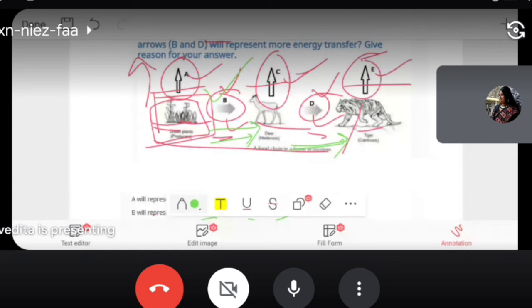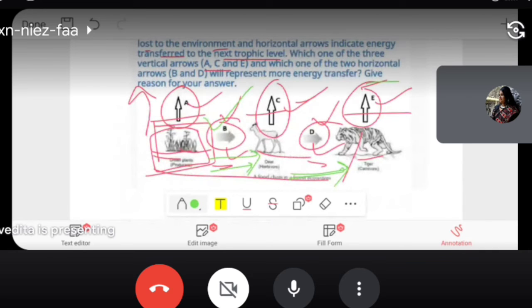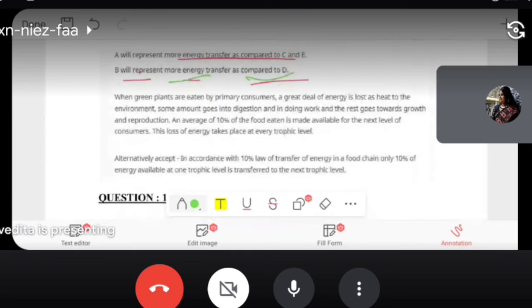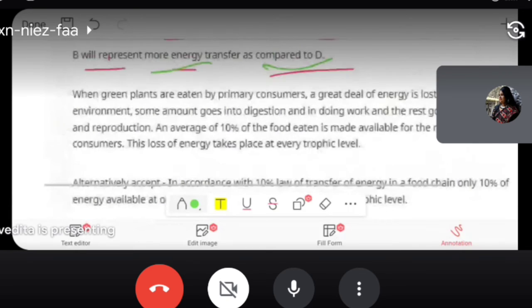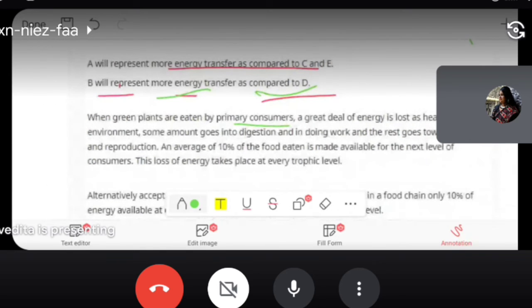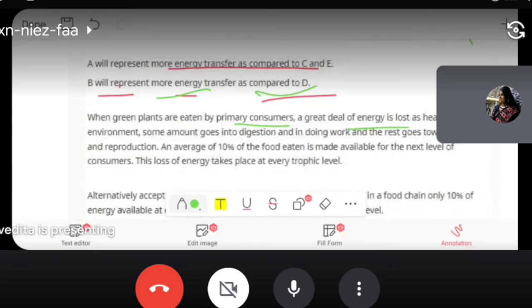Understood? Okay. See, next they have asked to give a reason for your answer. One reason is given: when green plants are eaten by primary consumers, a great deal of energy is lost. Means when green plants are eaten, as we know, green plants are producers. They make their own food, and energy is produced inside them.